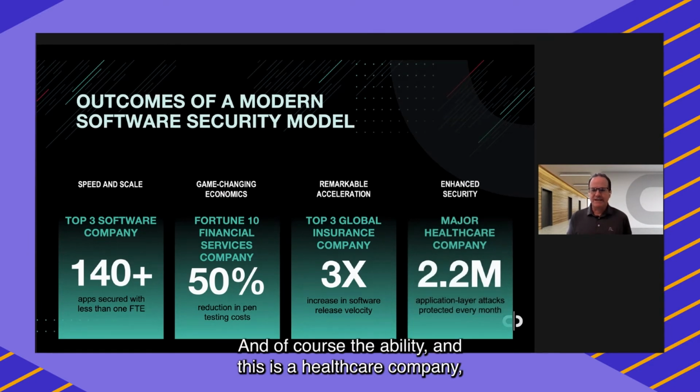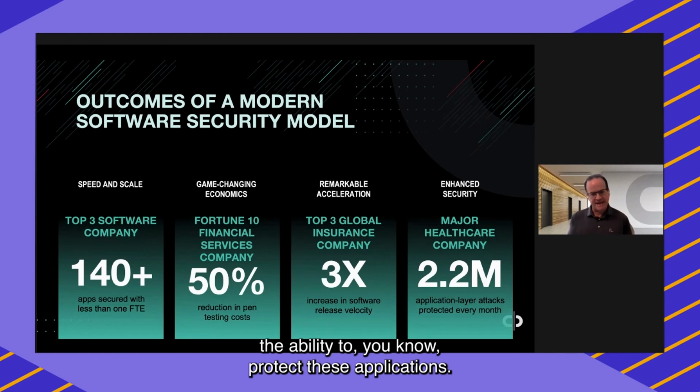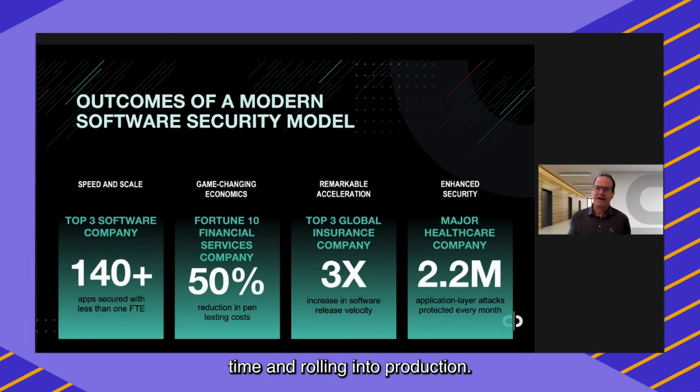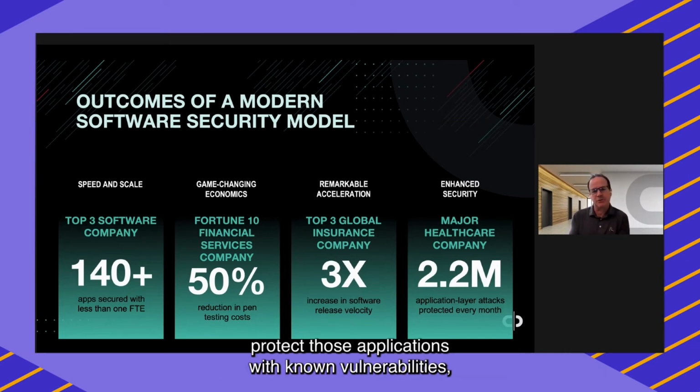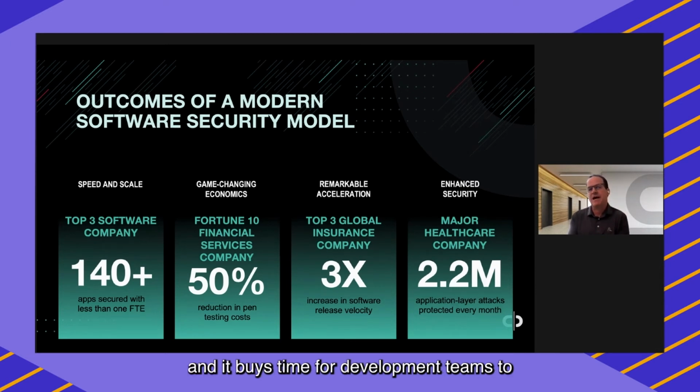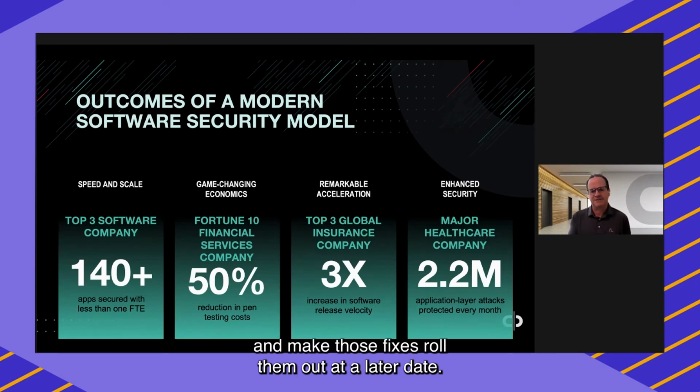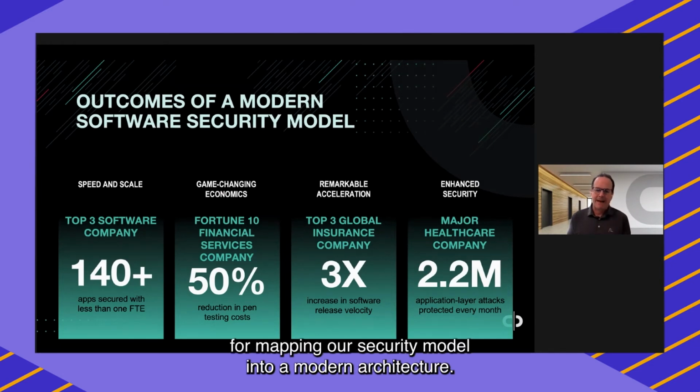And of course, this is a healthcare company, the ability to protect these applications. There are going to be applications that roll into production with known vulnerabilities. There's a trade-off of time and rolling into production. And so this is an ability with Contrast to protect those applications with known vulnerabilities. And it buys time for development teams to prioritize the important things to fix and make those fixes and roll them out at a later date. So lots of good things, again, for mapping our security model into a modern architecture.